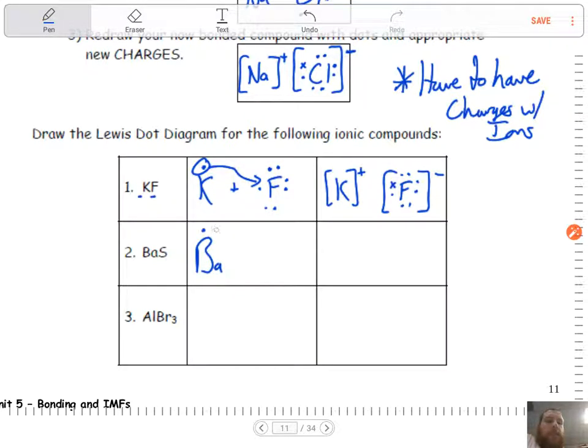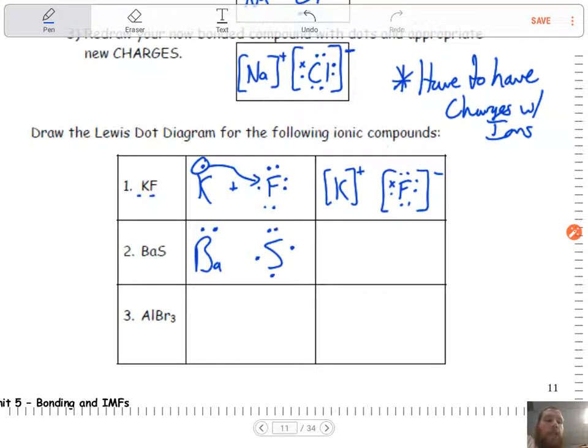Barium has 2 valence electrons, a little bit different. Sulfur has 6. Now remember, spread them all out first before you go doubling up. I know I just drew them like that, but really, you should draw 1 in each of the 4 spots, then go back and double up, so that we have those unpaired. So now, 1 barium is going to transfer in here to that unpaired electron. The other barium is going to transfer here to that unpaired electron.